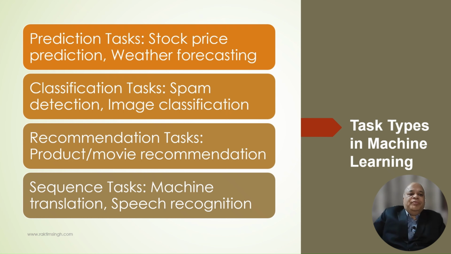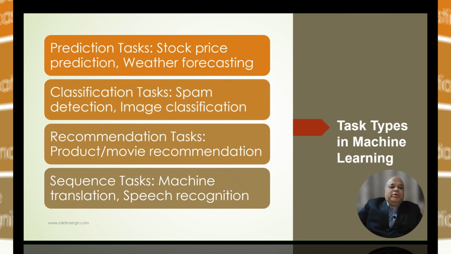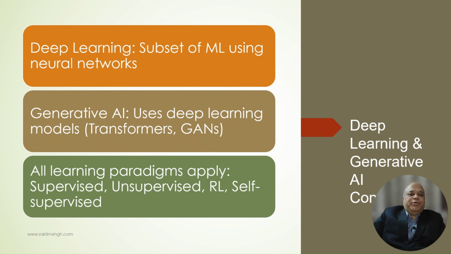So based on that, you arrive at the recommendation thing. Then the sequence tasks are there, which is machine translation and speech recognition. Now we'll come to deep learning. Deep learning, as we said, is a subset of machine learning which uses the neural network.